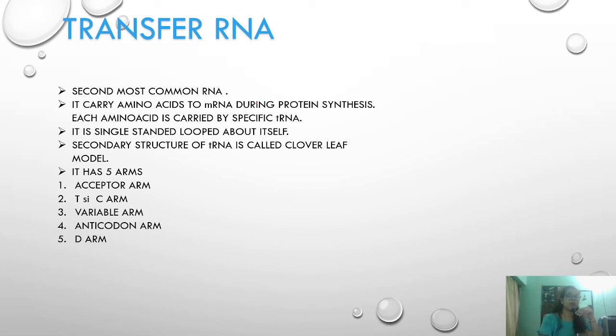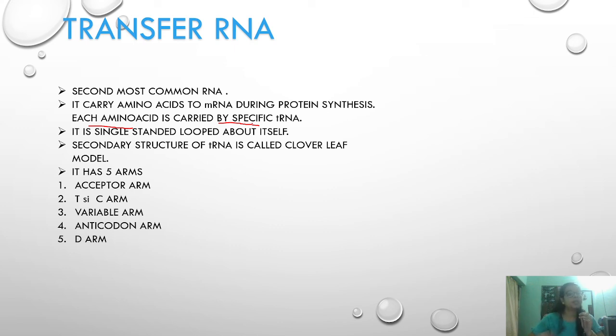So these amino acids are carried by the transfer RNA to where? It will carry them to the messenger RNA, so that the messenger RNA will synthesize the protein. Okay, and it is to be noted down that each amino acid is carried by a specific tRNA. Specific tRNA will carry each amino acid. So there are 20 tRNAs for 20 types of amino acids.